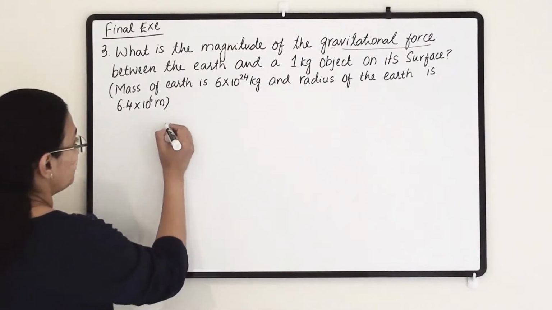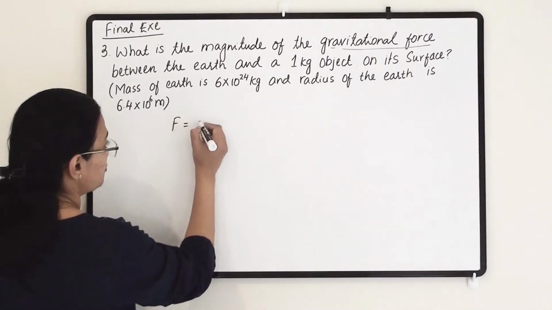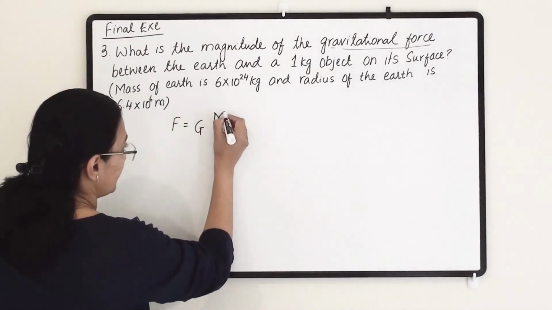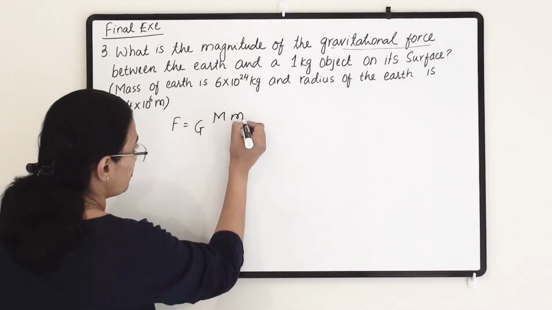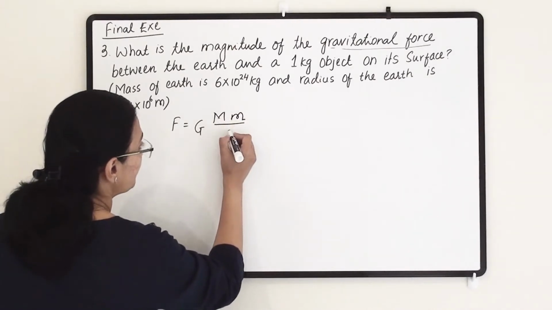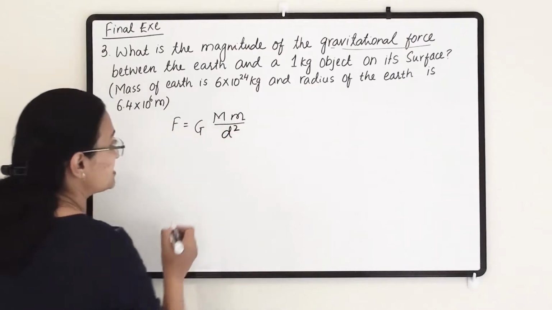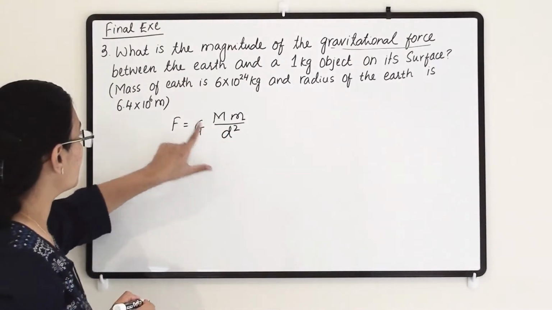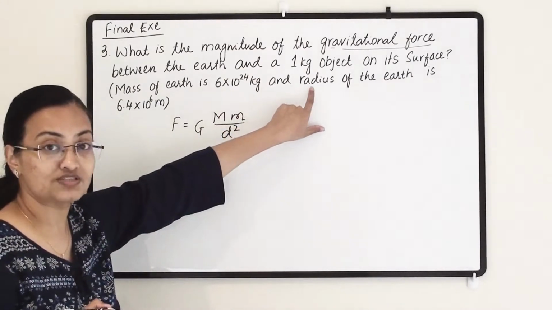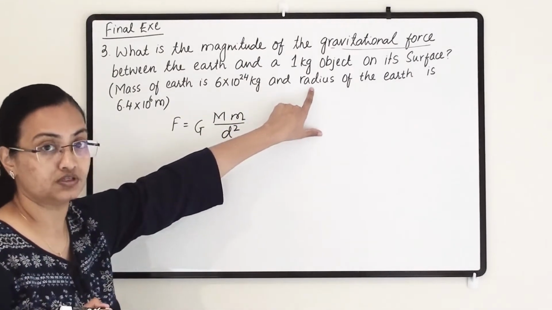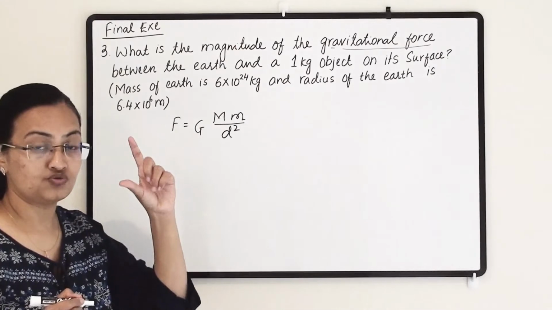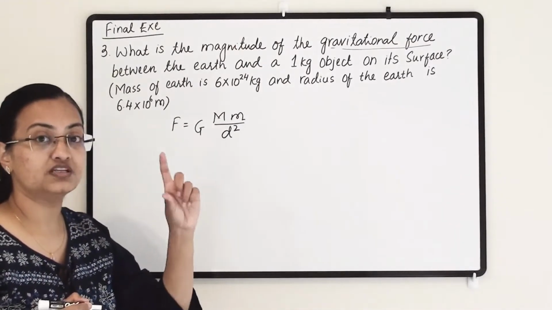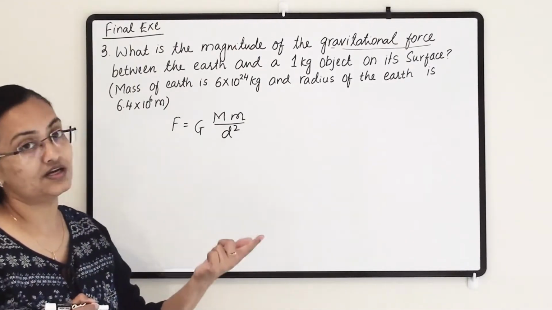Now we know the formula, that F equals capital G capital M into small m divided by d square, where d is the distance. Here the distance we are going to take is the radius of the earth, because the object is lying on the surface of the earth. So the distance between the earth's center and the object will be equal to the radius of the earth.